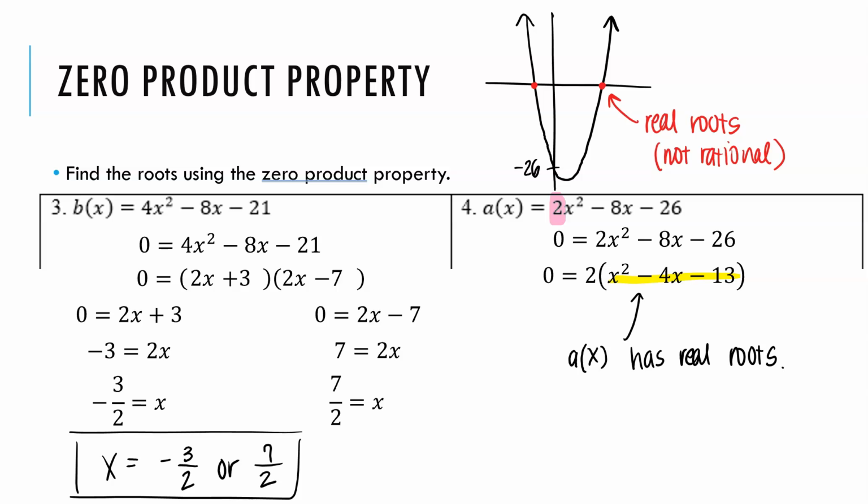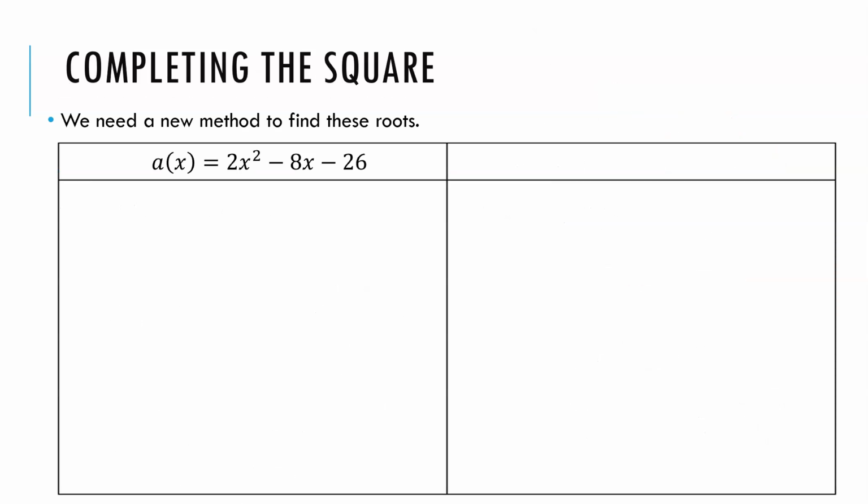Because we're not able to solve this using the zero product property or a factoring method, we need to use another method. And the second method that we're learning today is a method called completing the square. Our objective on this page is to still find the roots of the same example, number 4 for a of x that was on the previous page. A of x equals 2x squared minus 8x minus 26. But this time we're just using a different method called completing the square.